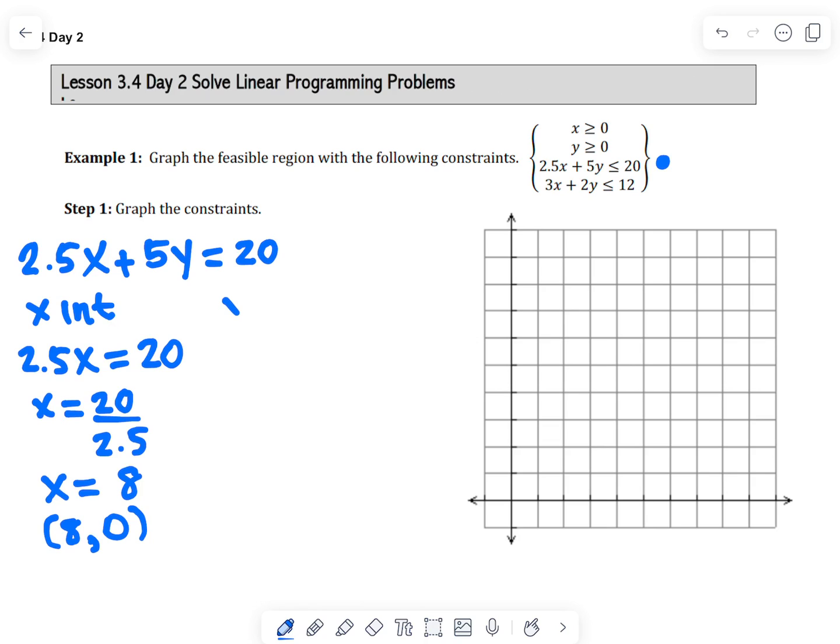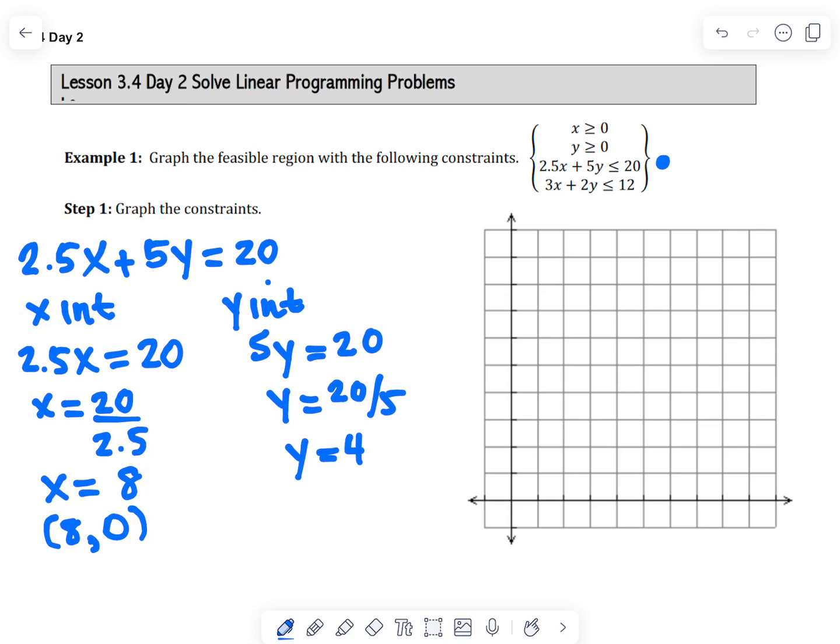Then we find the y-intercept. We let x equal 0. So the x term cancels out. We solve it for y by dividing both sides by 5. And we get 4. So that ordered pair is 0, 4. So let's go ahead and graph that line.